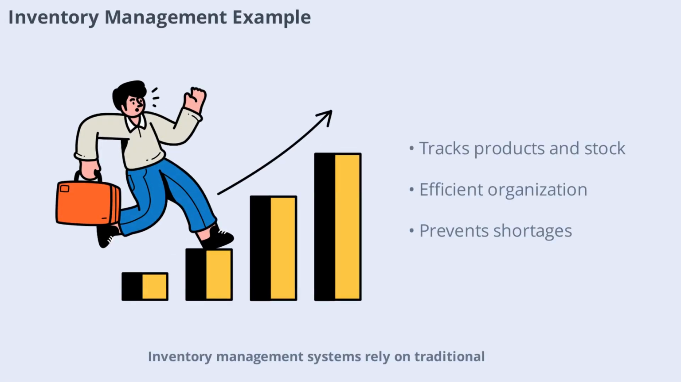Inventory management systems rely on traditional databases to keep track of products, stock levels, and orders. The tabular structure makes it easy to organize and update inventory data. Relationships between tables allow for efficient tracking of suppliers, shipments, and sales. By using indexes and queries, businesses can quickly find out what's in stock and what needs to be reordered. This efficiency helps companies avoid shortages and overstocking.